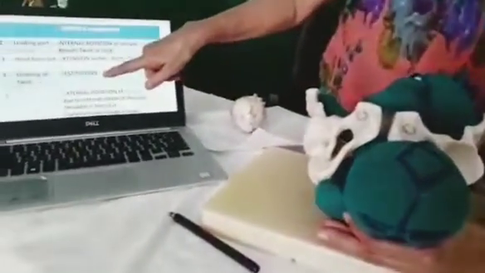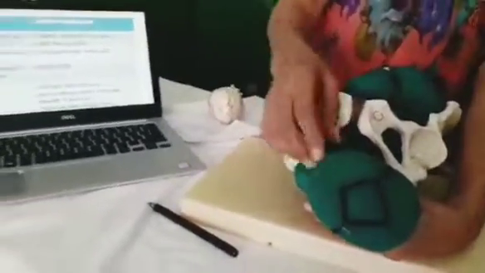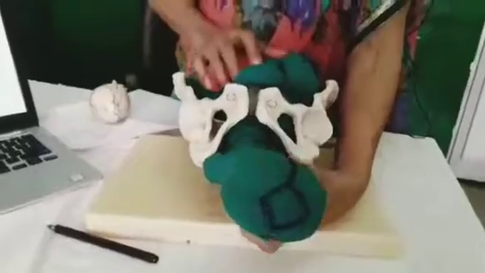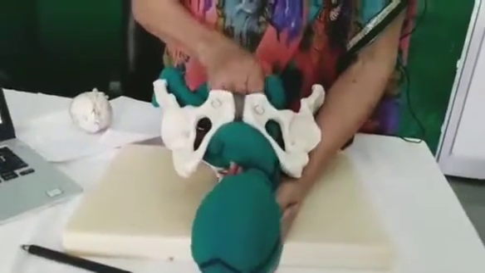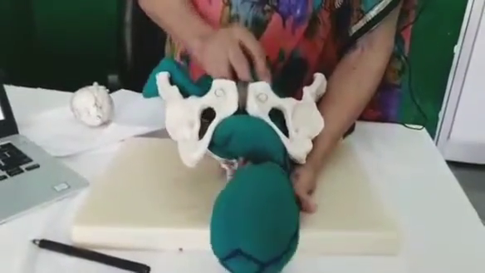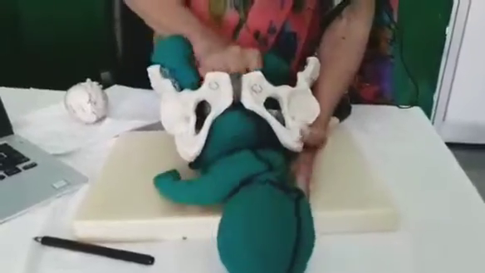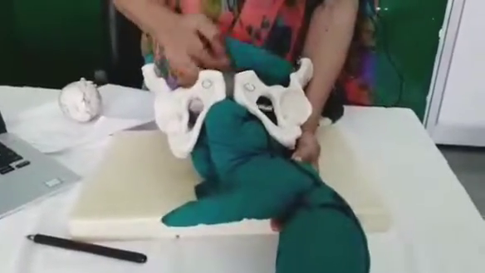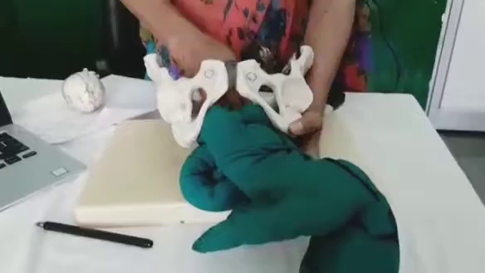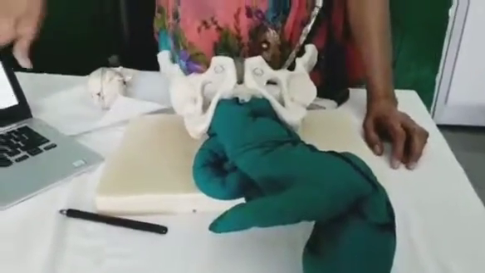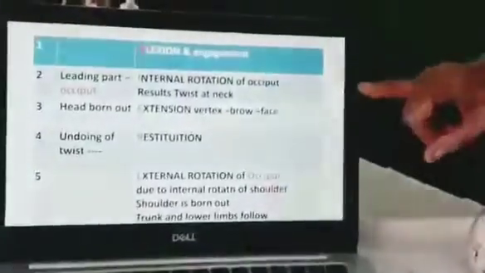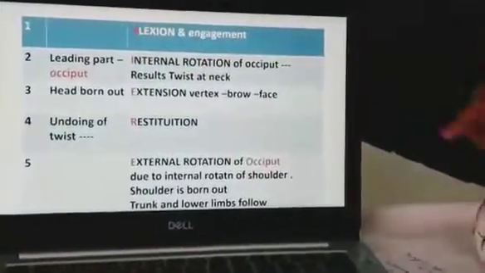Next is the undoing of the twist at the neck. This is restitution. Lastly, there is external rotation of the occiput. It occurs due to internal rotation of the shoulder. Shoulder is borne out. Trunk and lower limbs follow. That's all. That is enough to explain. So only these 5 sentences and this photograph you should have a look at before entering the examination hall.